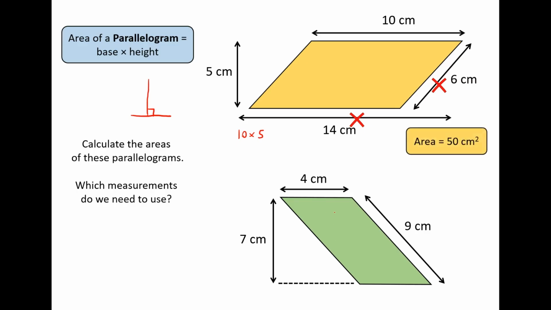Now for my second example here, looks like my base is 4. And in this case, my height's going to be 7. 9 is just there to confuse you, so we can cross that out. And now we just compute base times height. So in this case here, I have base is 4 times my height, which is 7. So my answer should be 28 centimeters squared.